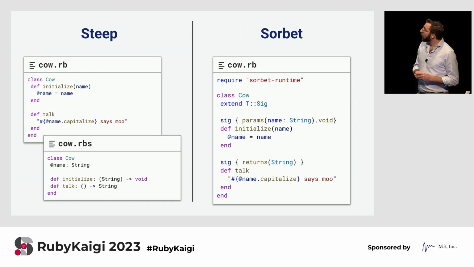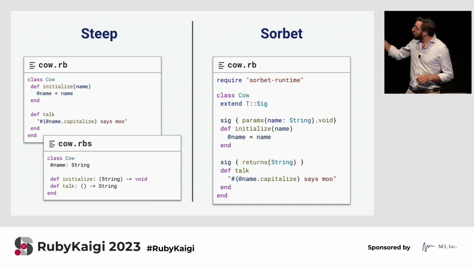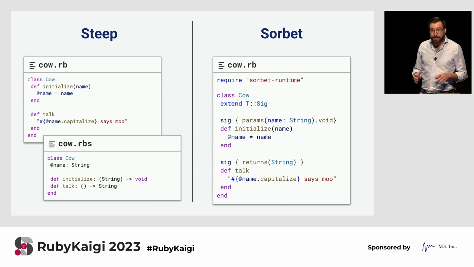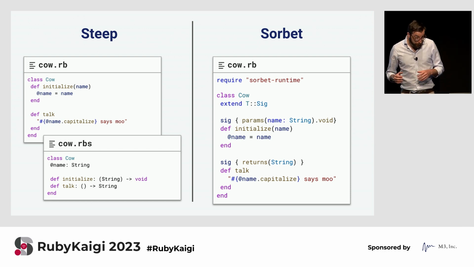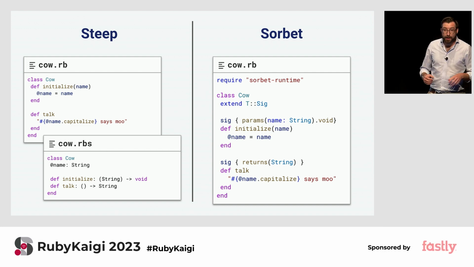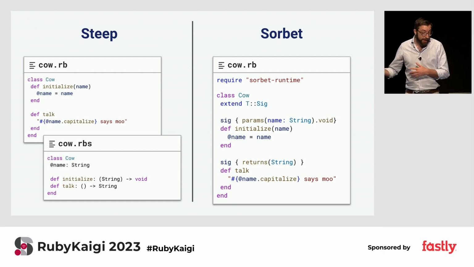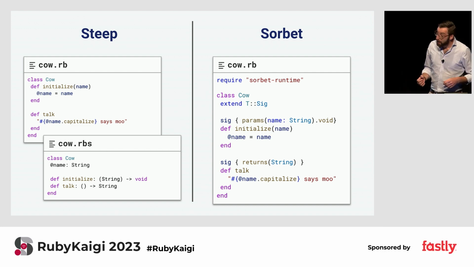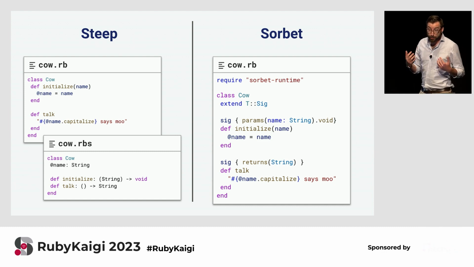Last reason, because RBS is a separate file, one of the problems with RBS is that we need to duplicate everything. So the thousands of files we have, with classes and methods and everything, now we need another thousands of RBS files for those type definitions. When in Sorbet, we can actually put those type definitions and type annotations directly into the same Ruby code. So that means we do not have to duplicate this. For us, it's more DRY.